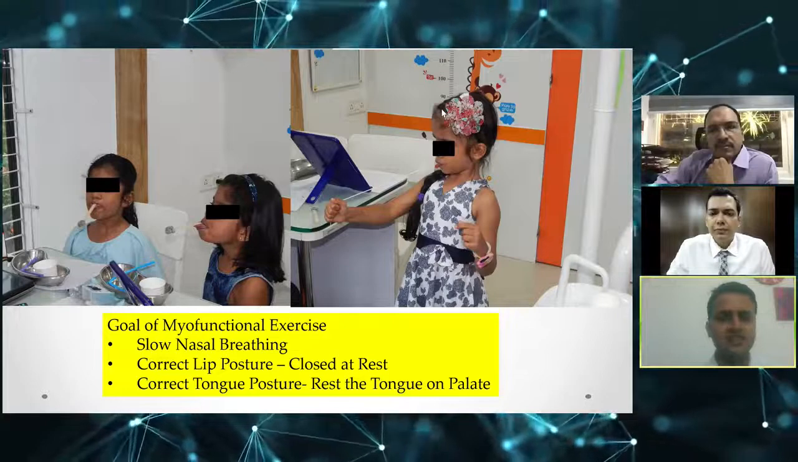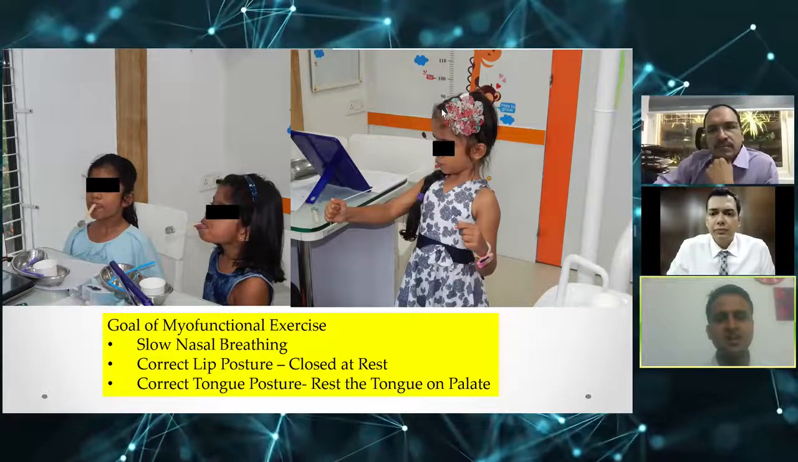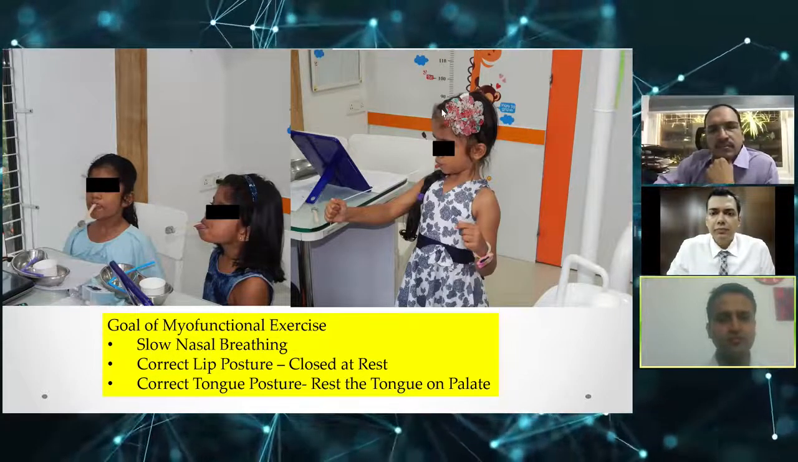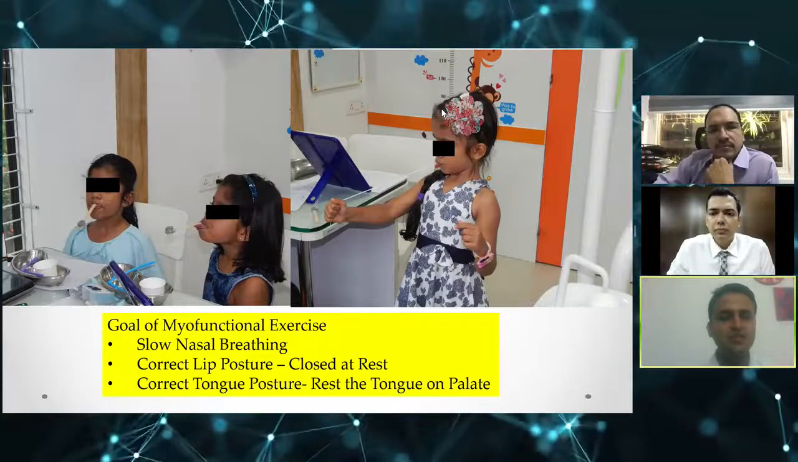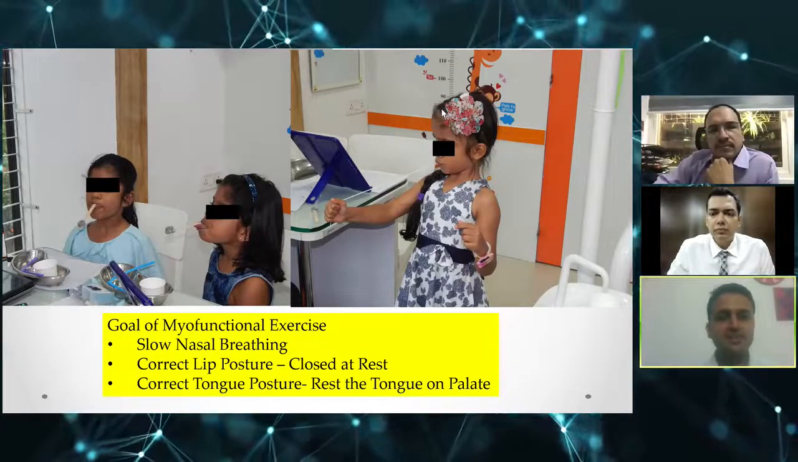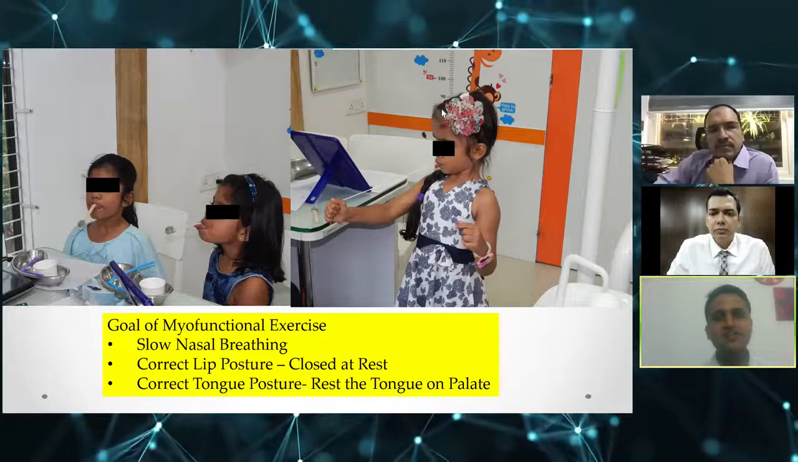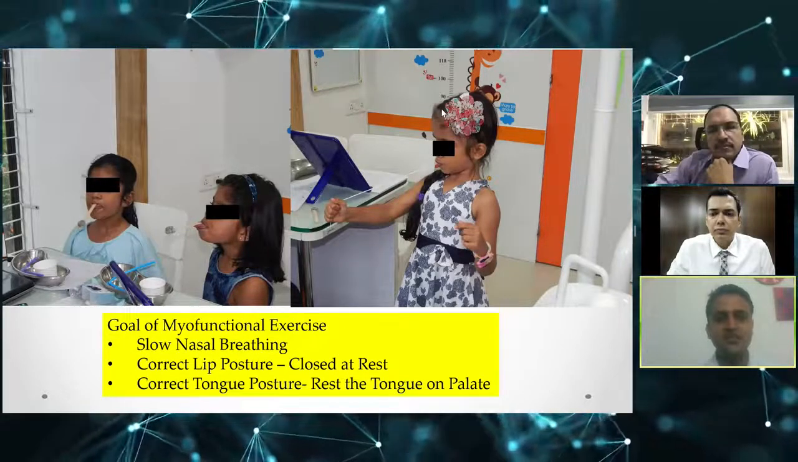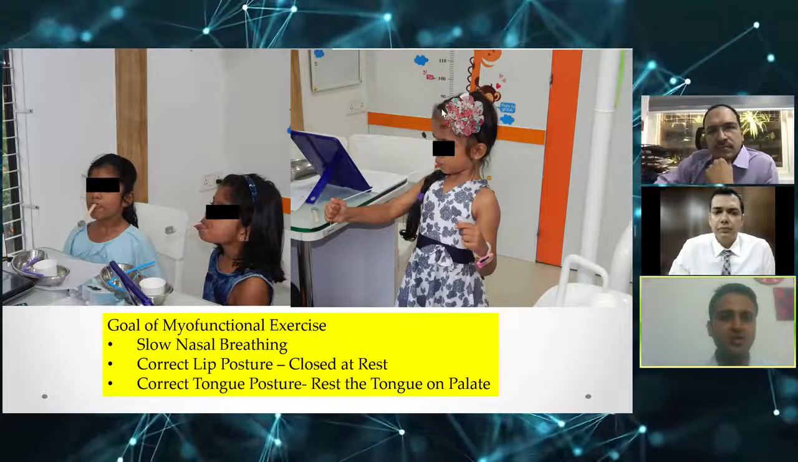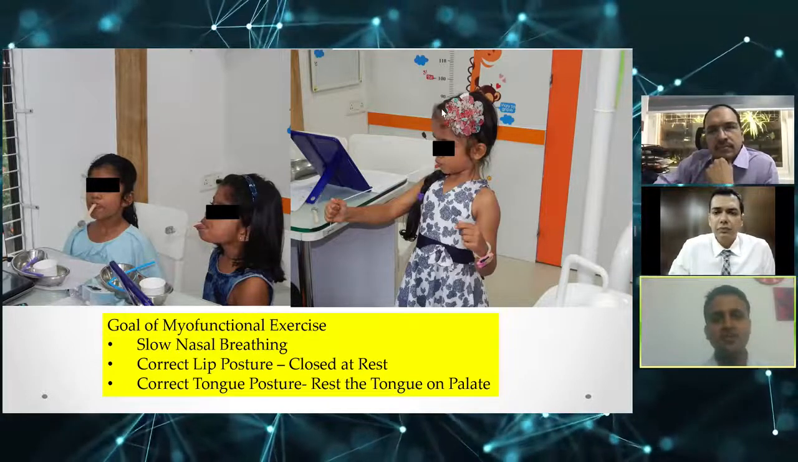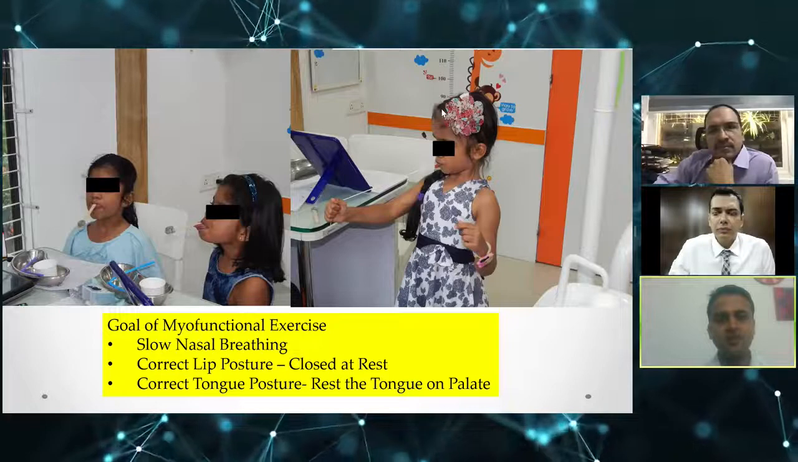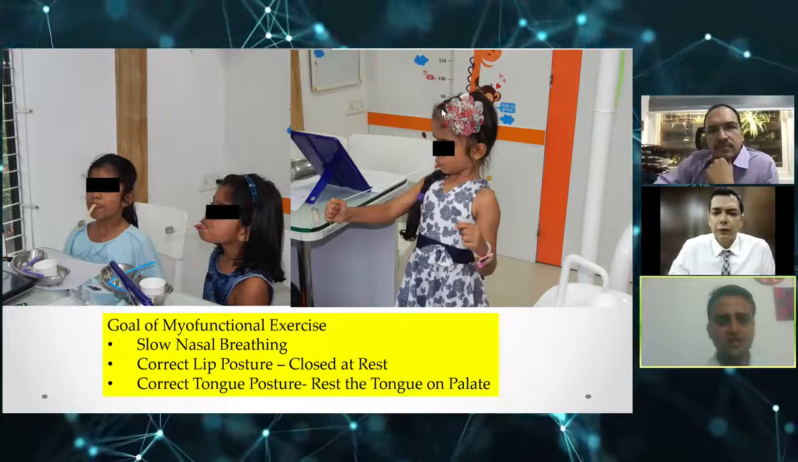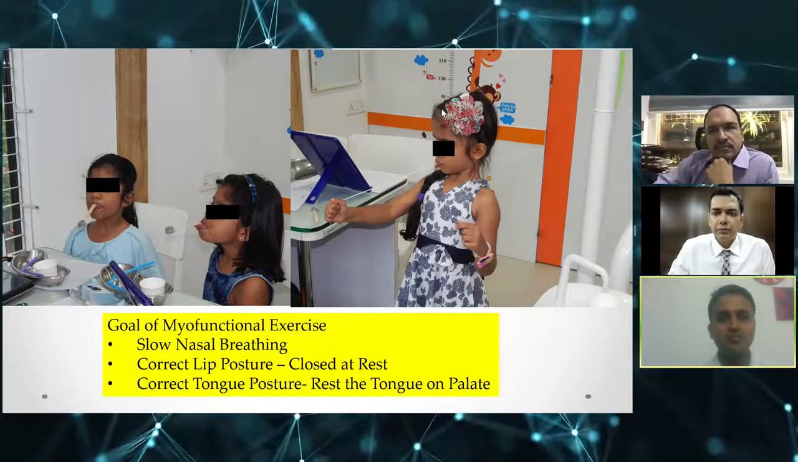We prescribe one set of exercises for every 15 days. This includes nasal breathing exercises, tongue exercises, and lip exercises. In some cases, we also give habit correction devices like a vestibular screen or MyoBrace along with it. We call them every 15 days, which continues for 2 to 4 months, depending upon the severity of the problem.